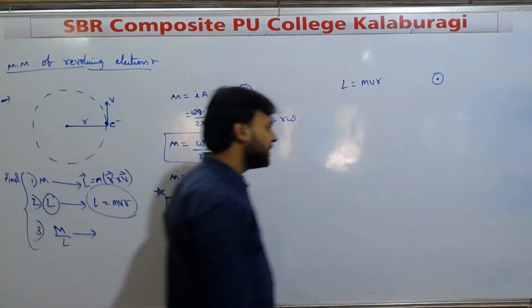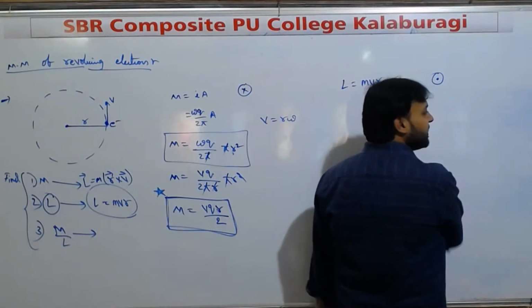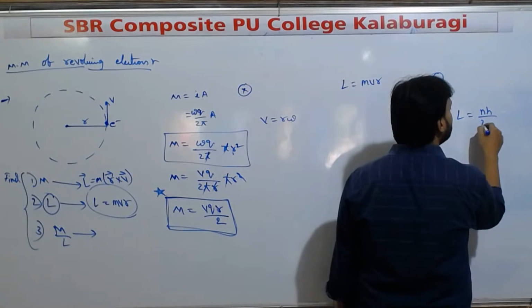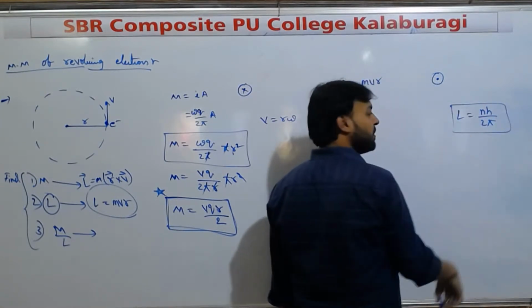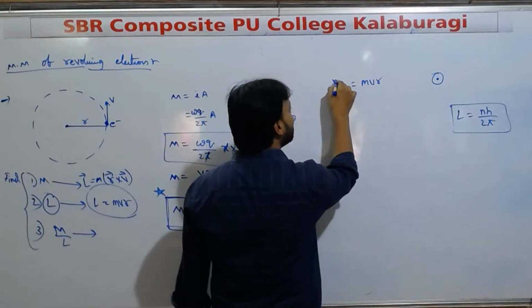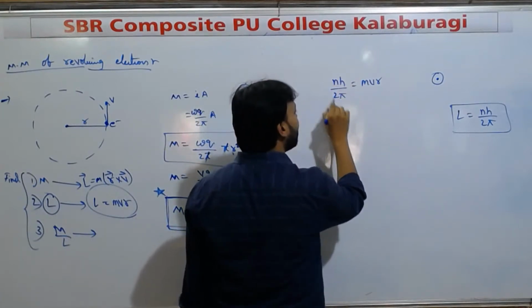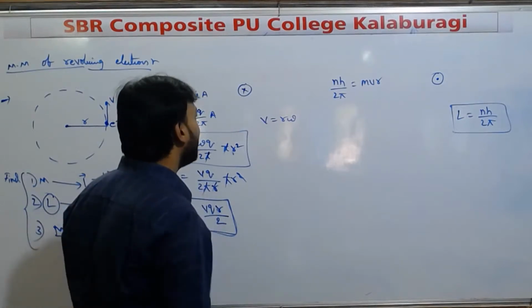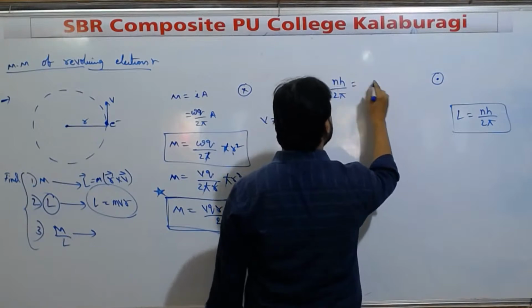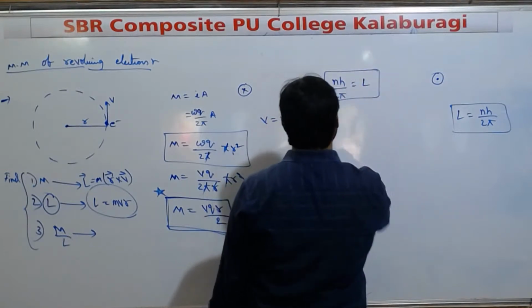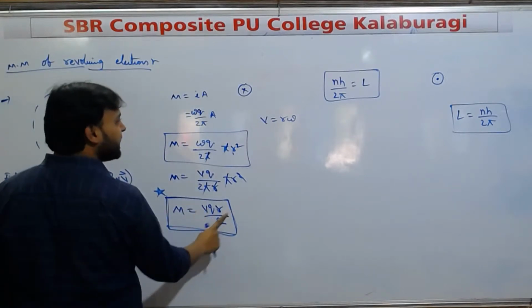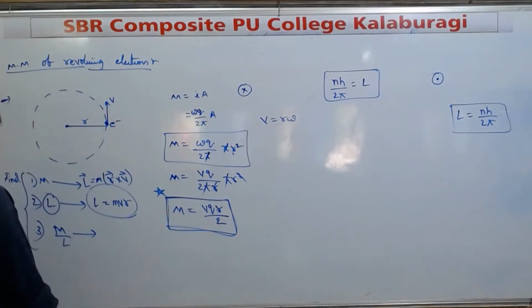The rest will come. So what did he say? Formula: angular momentum equals nh by 2 pi. Remember this for the second question. So I can write angular momentum as nh divided by 2 pi. So what do we want now? Angular momentum equals nh by 2 pi, right? So now here n is how much? vqr divided by 2. Substitute, what is it?